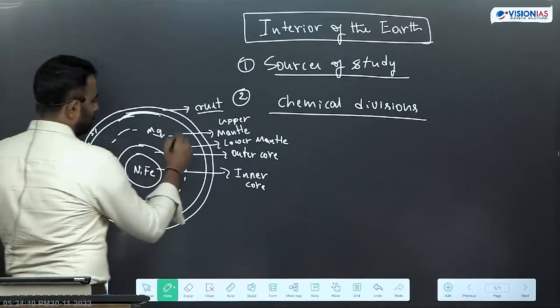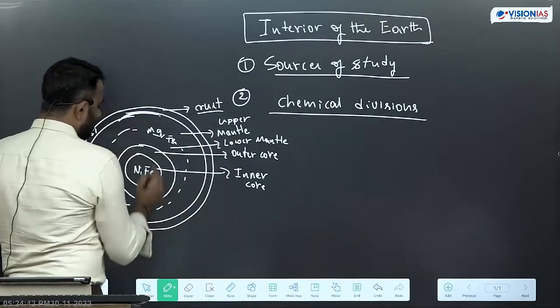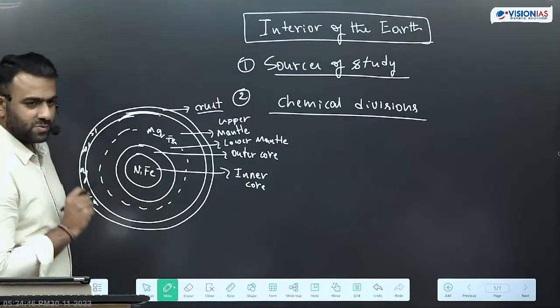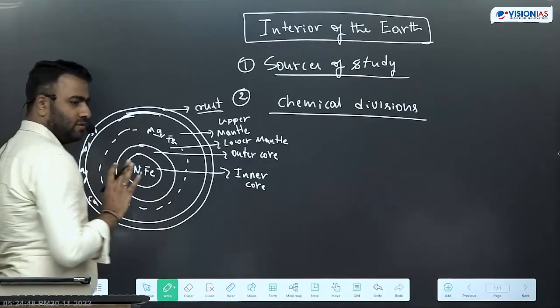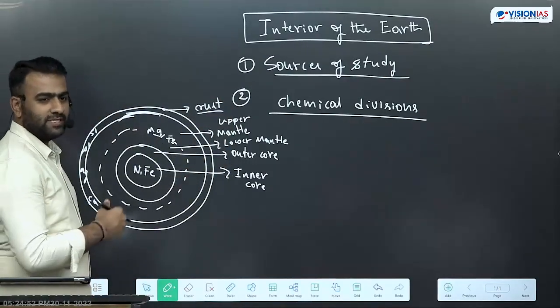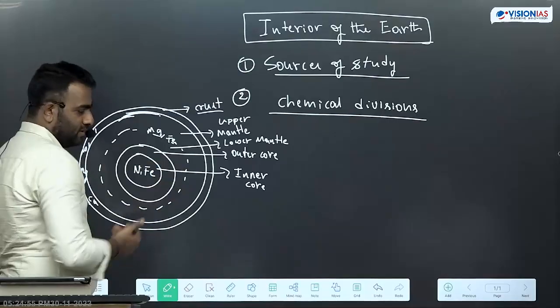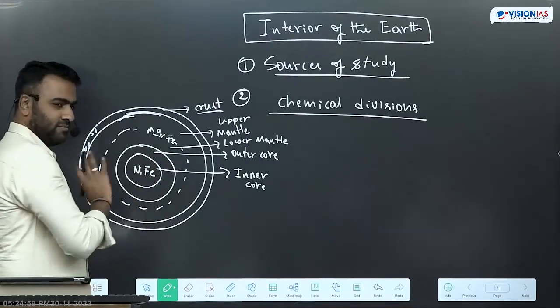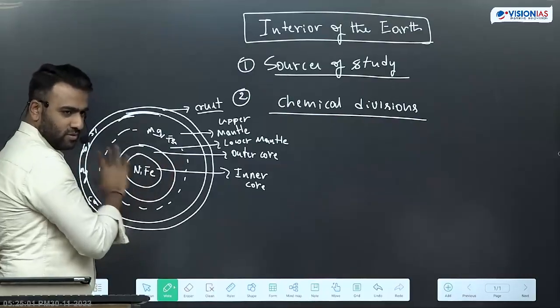Okay? Mantle is divided into upper mantle and lower mantle. Core is divided into outer core and inner core. So these terms are specific, you have to use them as they are. You cannot say outer mantle, inner mantle. It is upper mantle and lower mantle. And you cannot say upper core, lower core. It is outer core, inner core.